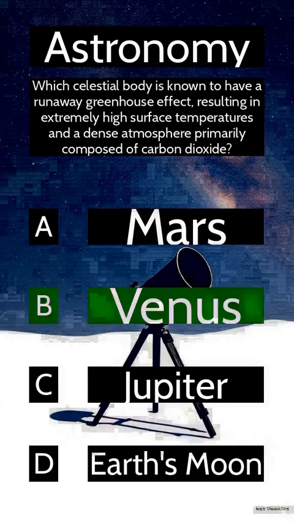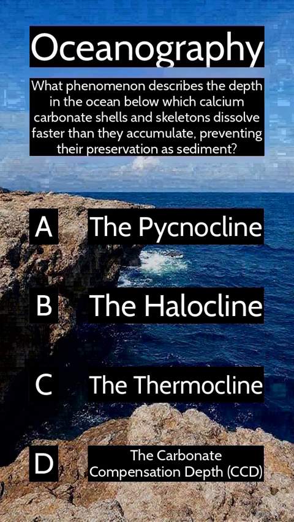Answer B. Venus. What phenomenon describes the depth in the ocean below which calcium carbonate shells and skeletons dissolve faster than they accumulate, preventing their preservation as sediment? Answer D. The carbonate compensation depth, CCD.